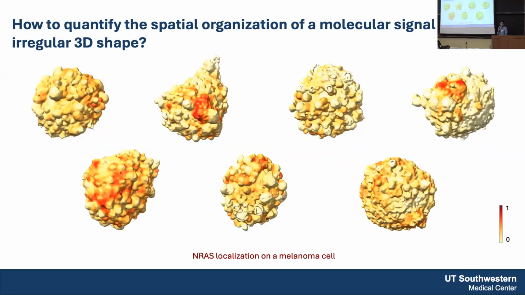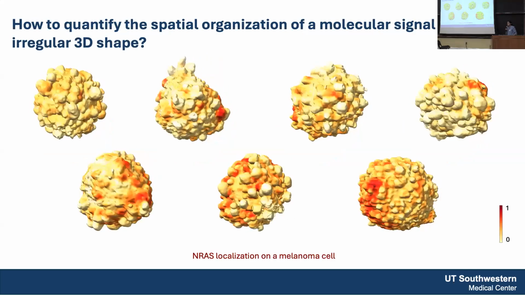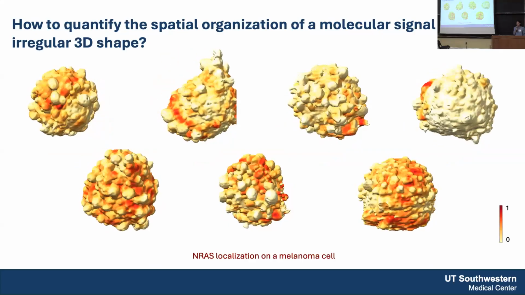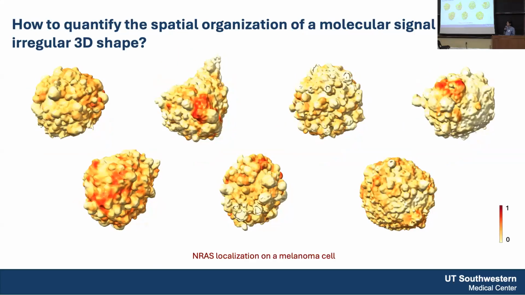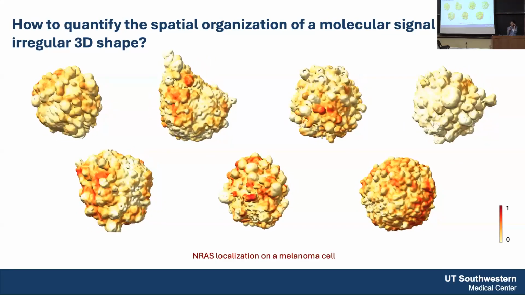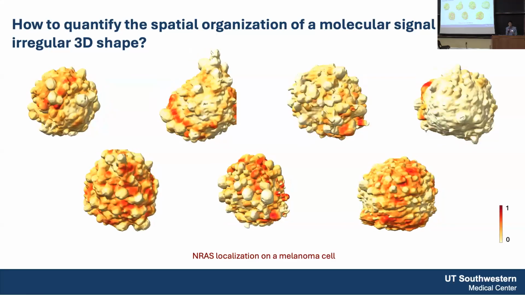Also, because of cell geometry variation, even within a single experimental condition, as I show here with untreated melanoma cancer cells, we visualize the NRAS localization, but as you will see, understanding the similarity of this organization is really hard computationally.